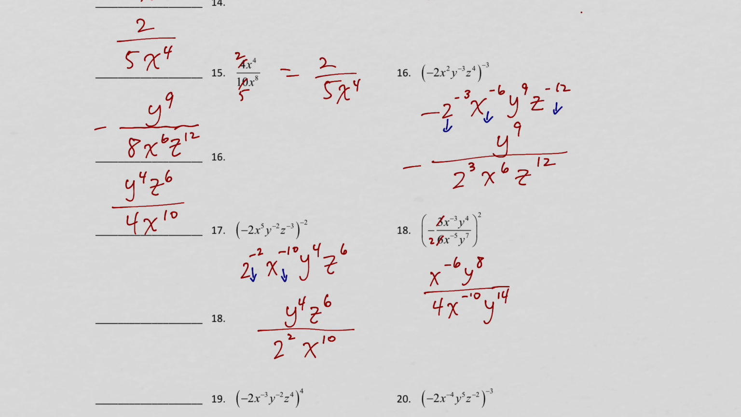And then I'm going to move this up, and up top, we're going to have x to the 4, and on the bottom we're going to have 4 y to the 6. We get y to the 6 because 14 minus 8 is 6, and we get x to the 4 because negative 6 plus 10 is 4, and this 4 just stayed here.